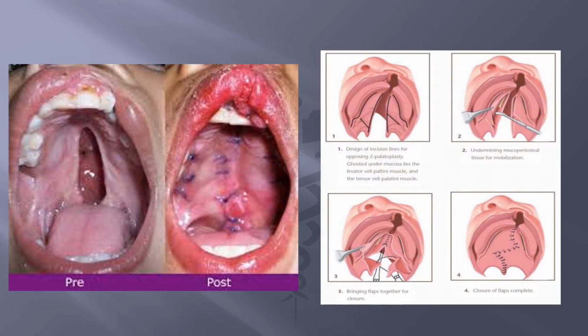Here I just have two pictures of what the repair would look like. So on the left, there's a pre and post picture, and then on the right there, it kind of shows how they place the stitches in a zigzag position. You can kind of see that on the other picture as well, the zigzag of the stitches.